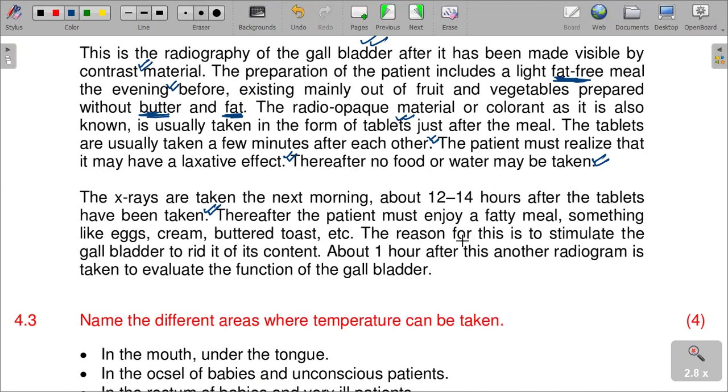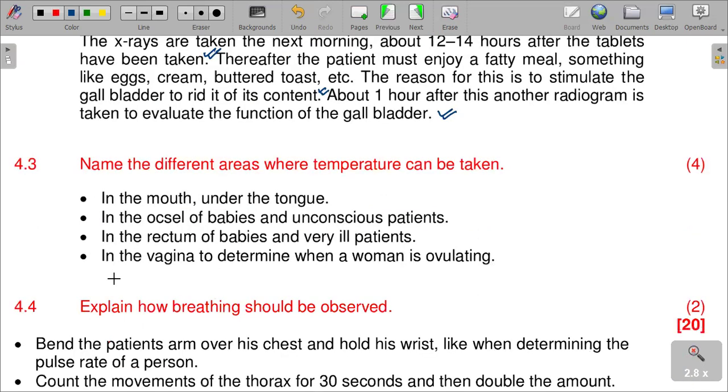The reason for this is to stimulate the gallbladder to rid it of its content. About 1 hour after this, another radiogram is taken to evaluate the functioning of the gallbladder. So what we are saying is that after everything is done, an hour after, another radiography is taken in order to ensure that the gallbladder is functioning. That is a question that you need to know.